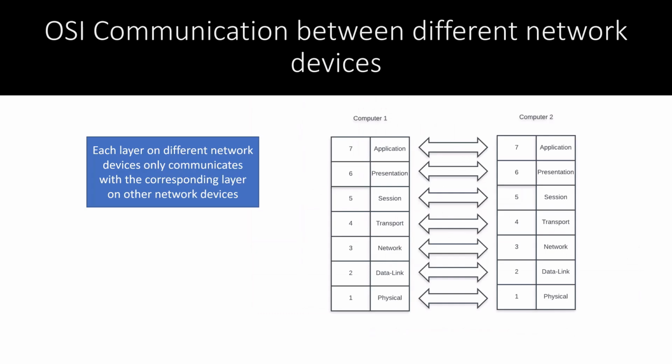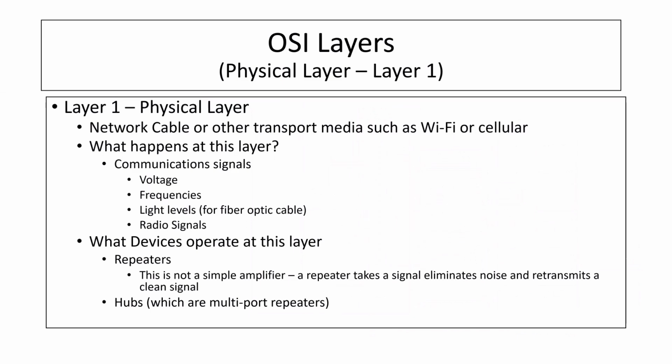And again, we discussed this a couple slides back, but each layer in a computer, or a network device, speaks to the same layer on a corresponding network device. So let's talk about each layer individually. Let's start with the physical layer, layer 1.